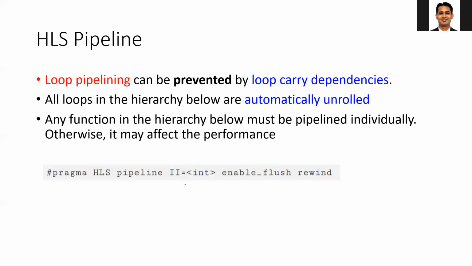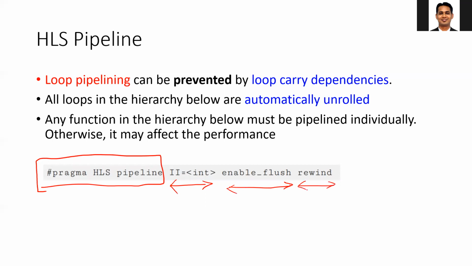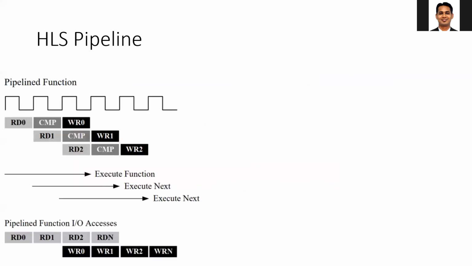So in the pipeline pragma, we have seen only up to this point, but you can add additional options. Like you can mention what initiation interval you want. By default, it is 1. You can enable the flush operation. We will discuss what is the need for that, and you can enable the rewind operation. So now we will focus on the meaning of these two. The initiation interval, you are already aware of. Let's start with the rewind option.